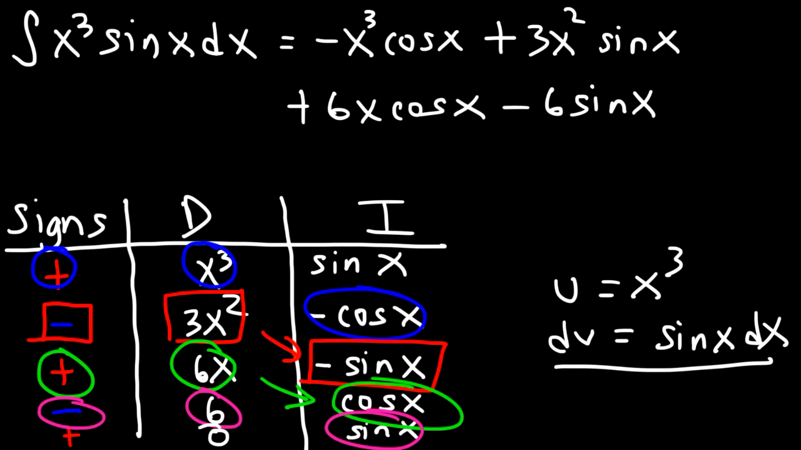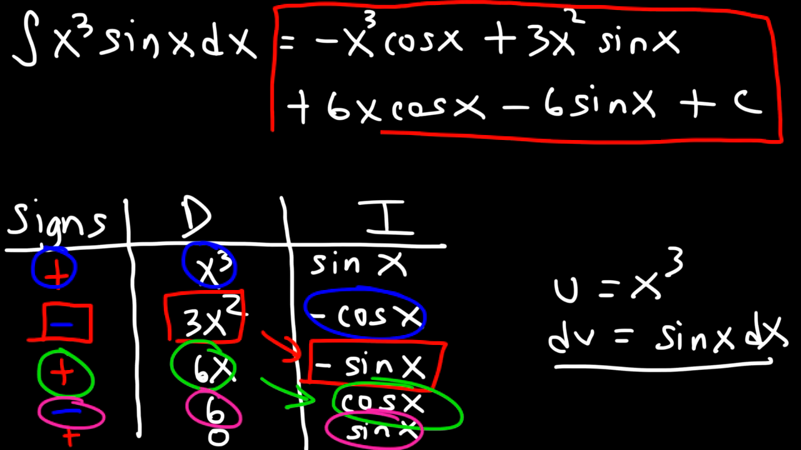And once you get to 0, you can stop there. And then plus c. So this is the final answer. That's the integral of x cubed sine x dx. Now let's work on another problem. Find the antiderivative of x to the fifth times ln x.